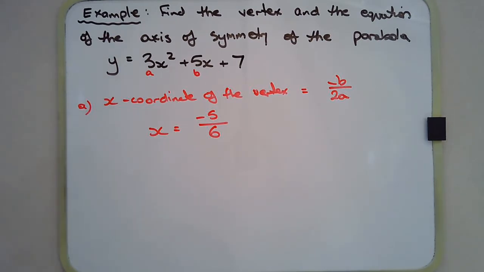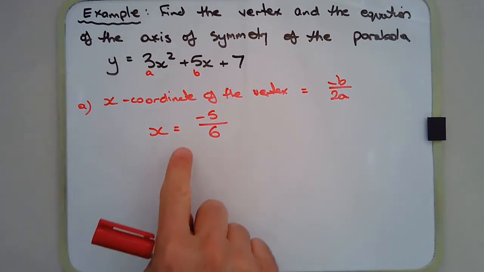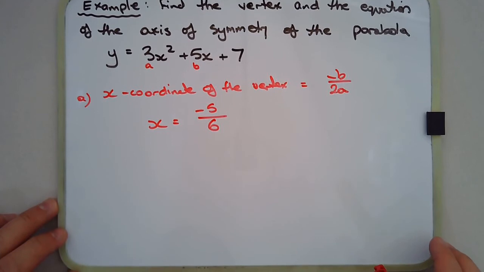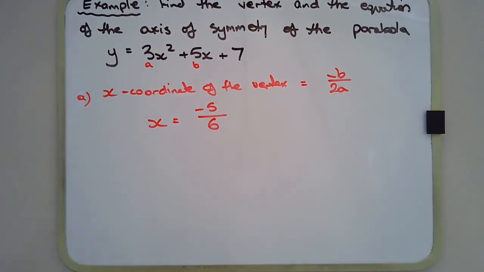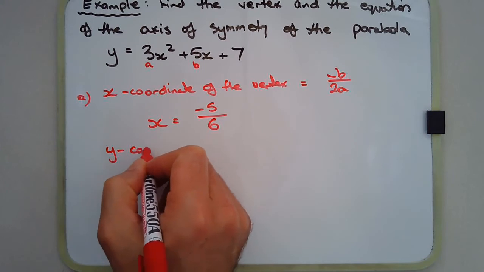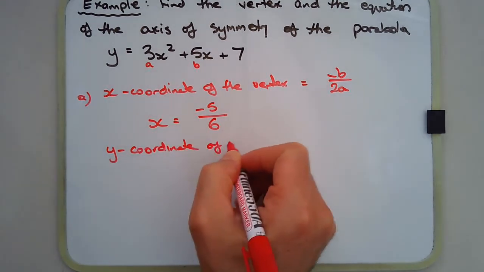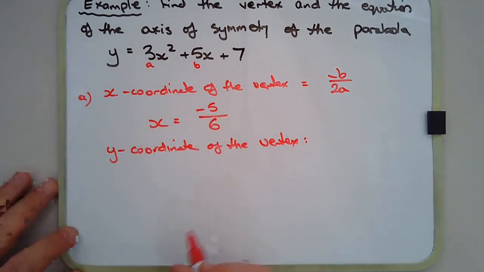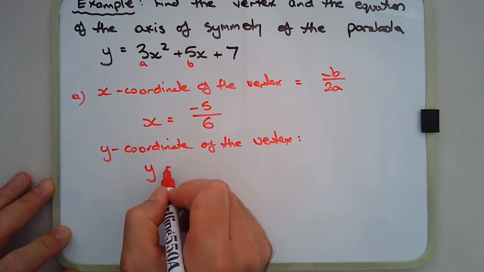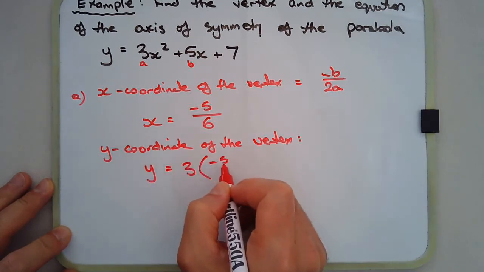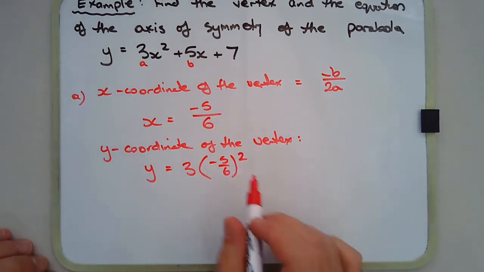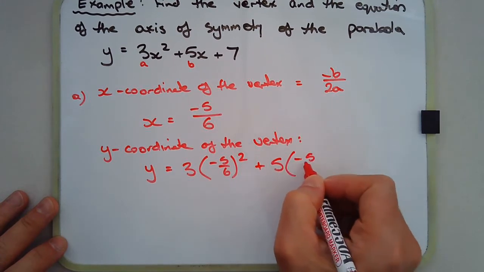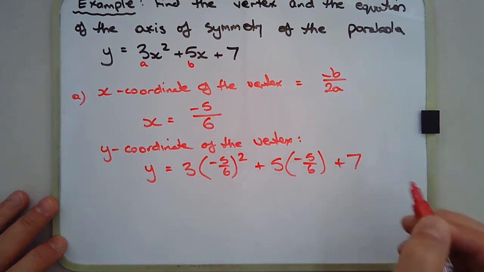Now, we also need the y-coordinate of the vertex. We've also answered the question of the axis of symmetry of the parabola, but we'll answer that properly in another part. So the y-coordinate of the vertex, and we're going to use the original equation. So y is equal to 3 outside of negative 5 on 6 squared. I'm just going to substitute this for x in the original equation, plus 5 outside of negative 5 on 6, plus 7.